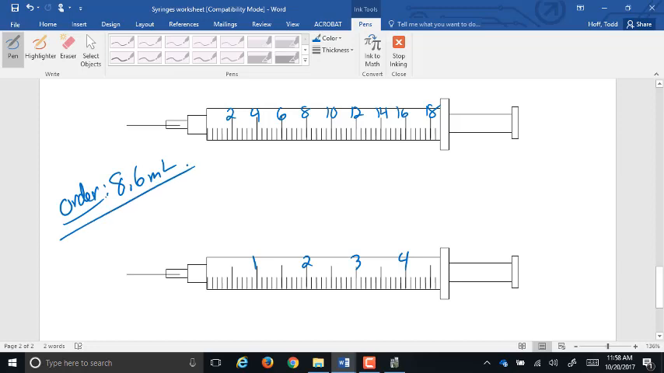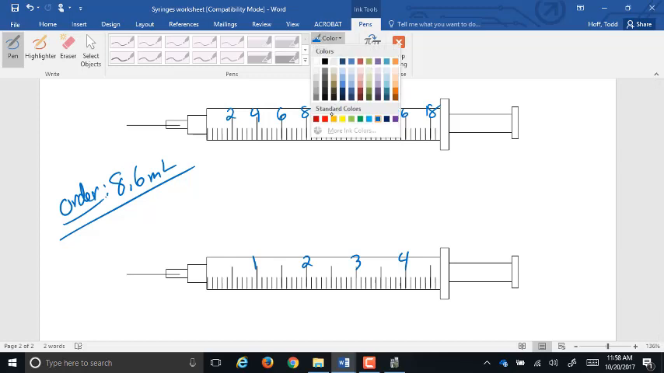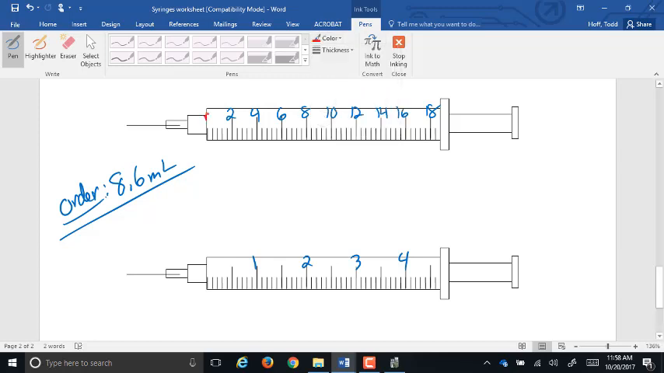Which syringe would you use? They are milliliters both, by the way. Why the top one? Yeah, the bottom one isn't big enough. 8.6 is going to be somewhere in here on this syringe. We can't get 8.6 in the bottom one. We don't want to have to give them 2 or 3 shots to get that medication to them.